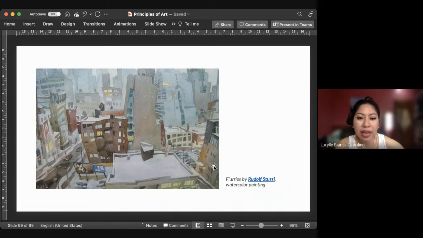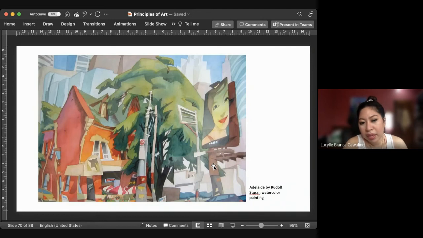If you could see here, all of the buildings are in a curvy shape. They're not straight. So there is a unity in style, although there is a variation of design on objects. And same thing here by Adelaide, by Rudolf Stussi again.